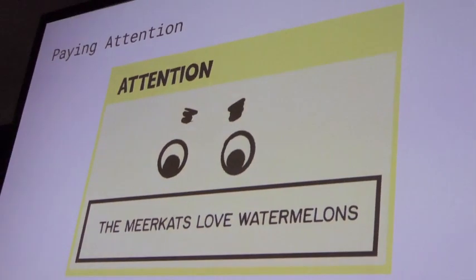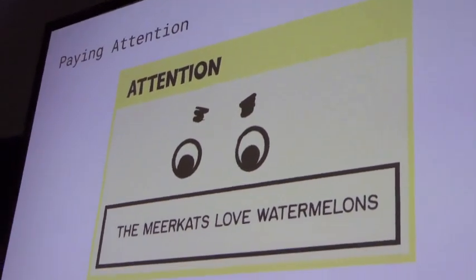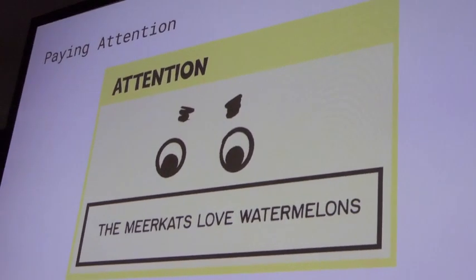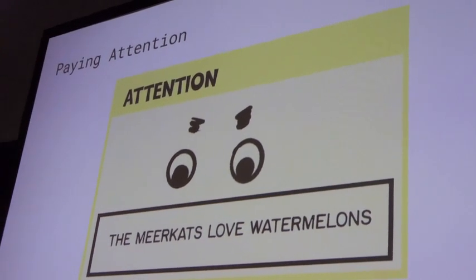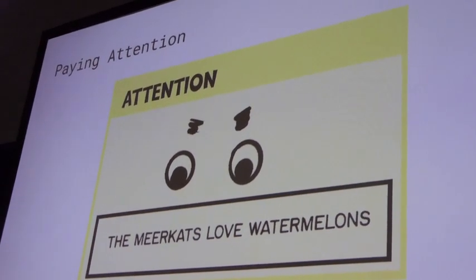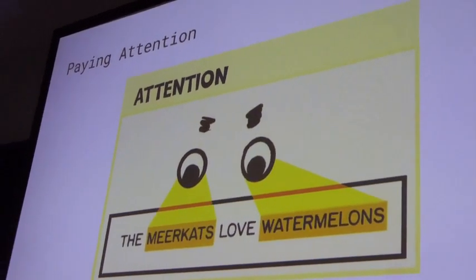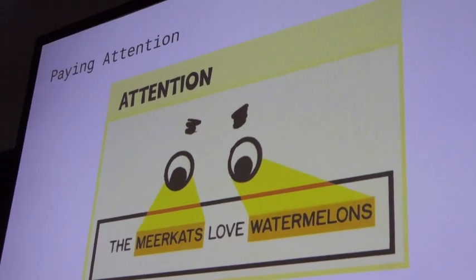So imagine if you are reading a book. When you read, you don't pay attention to every single word equally. Instead, you focus on certain words more than others to understand the meaning of the sentences. For example, in the sentence, "The meerkats love watermelons," you might focus more on meerkats and watermelons to get the main idea. The attention mechanism in transformers works in a similar way.